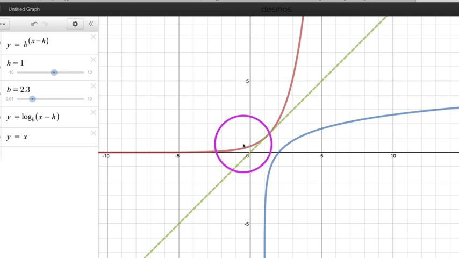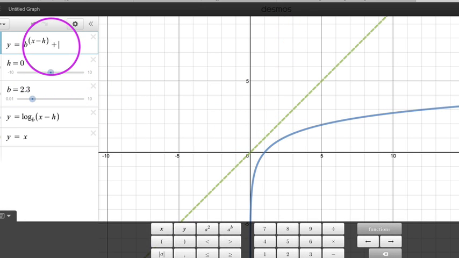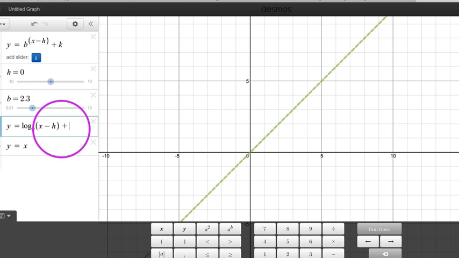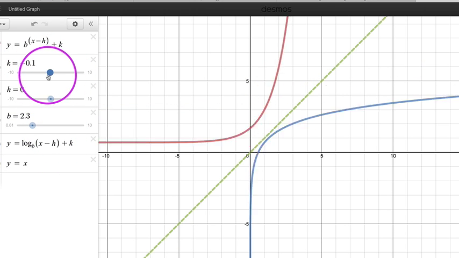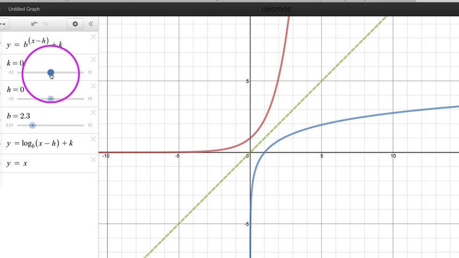I'll get that intercept out of there. So left and right, and when we put in a k value, which up here we would have said k on the outside, over here we're going to say k on the outside as well. You can see that this k value is responsible for shifting our graphs up and down. So h and k are still responsible for left and right and up and down shifts.